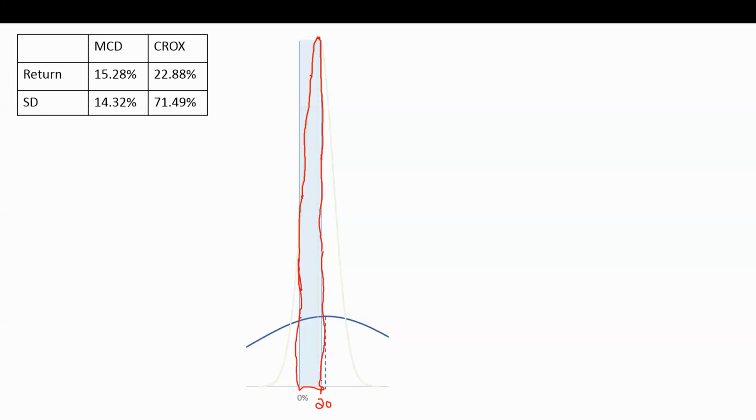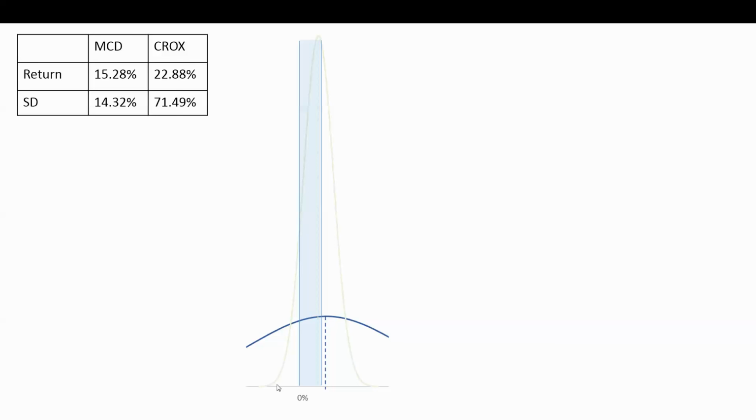But there's something interesting about McDonald's, and I really wish we could zoom in a little bit. There's no way I can actually make this look a little better. But if you look very, very closely, a little bit to the left of this rightmost blue line, you're going to see a very light green dotted line. That light green dotted line is the mean return for McDonald's, 15.28%. That's important.